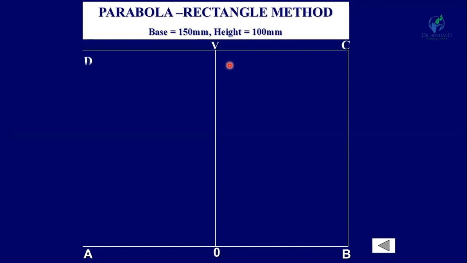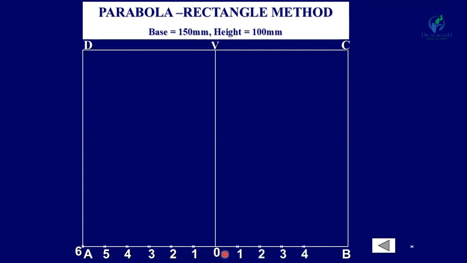Now complete one rectangle ABCD. Here the point V is the vertex. Now from O to A, mark suitable points at nearly equal distance. Those points are 1, 2, 3, 4, 5 and 6. Similarly, on the other side, mark points 1, 2, 3, 4, 5 and 6.